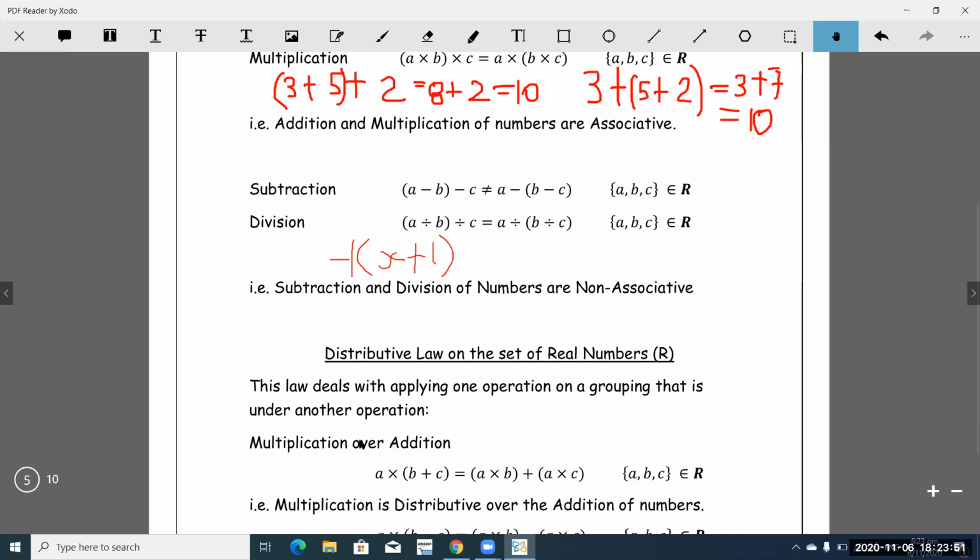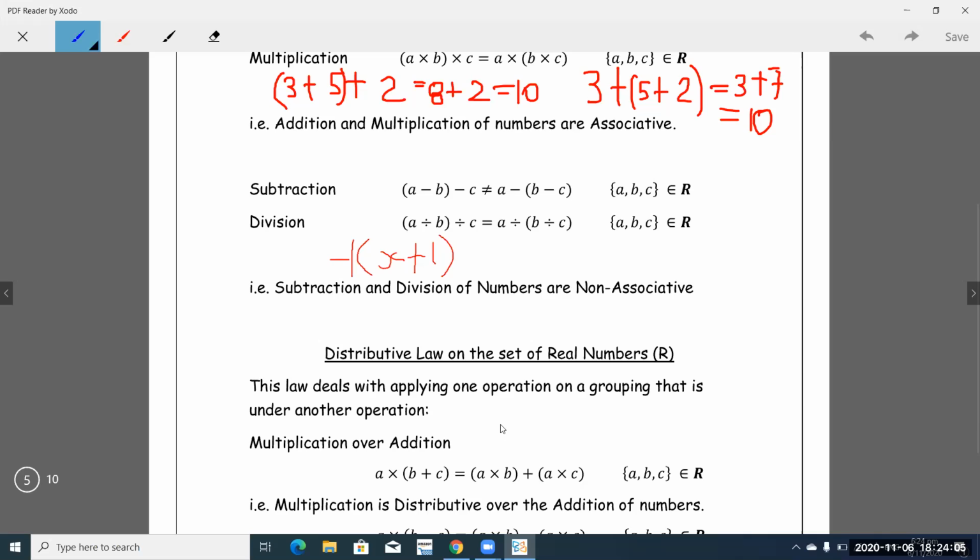Multiplication takes dominance over addition. So what that means is that A times (B plus C) is equal to A times B plus A times C. So the best way of putting it is this.